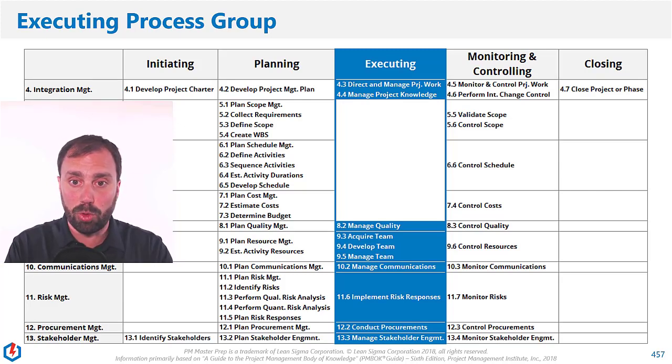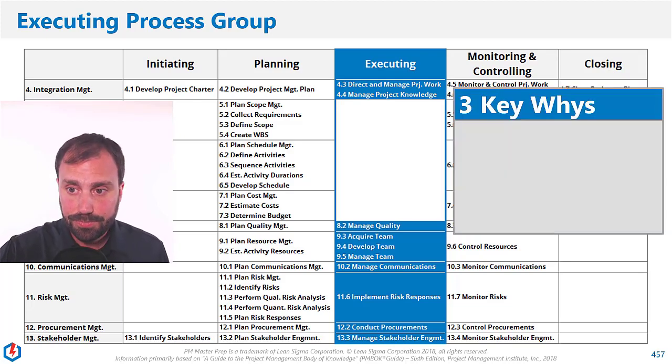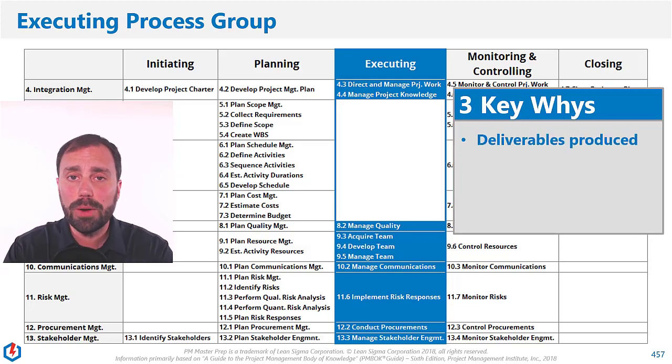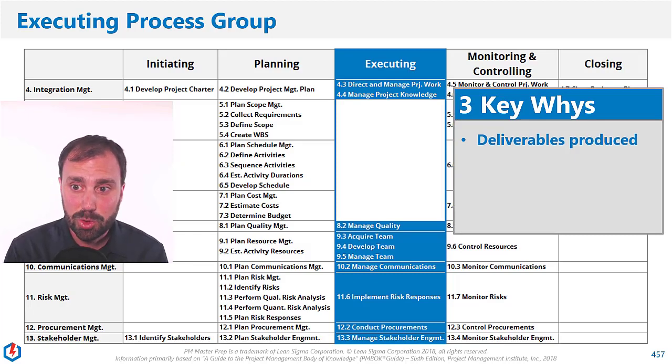This is what it looks like. We're right in the middle of our project, in the heart. This is where the grinding gets done, the work gets done. And the 3 key whys are as follows. We want to produce the deliverables, right? That's why we're doing this project. We're producing something. We've set a scope. We've set an objective. This is where the rubber meets the road, and we produce the deliverables. So why do we exist in this process group? Produce what we said we'd do.